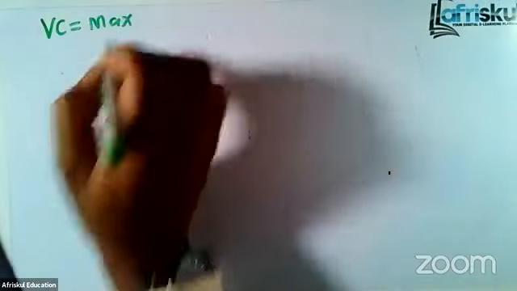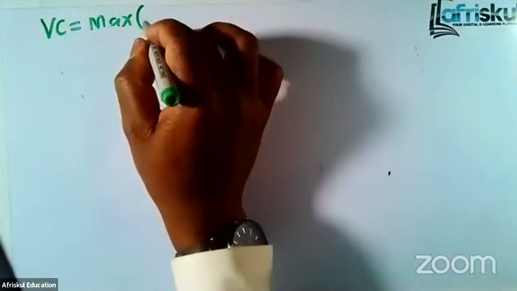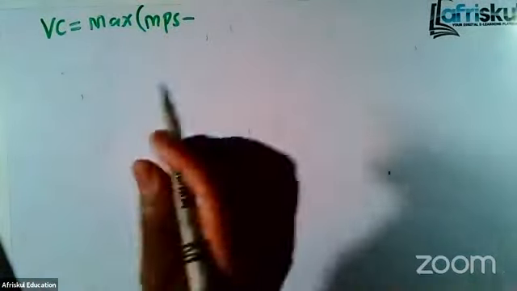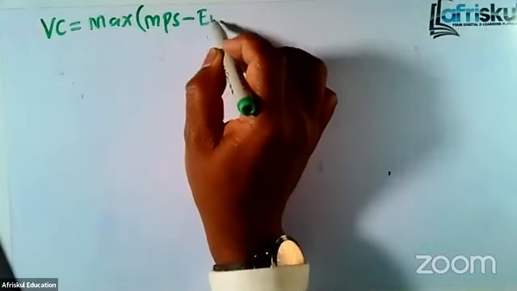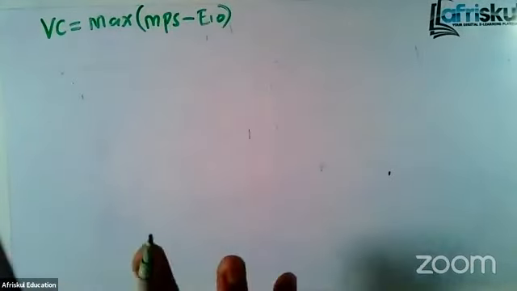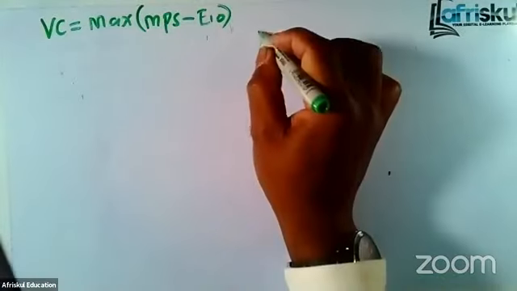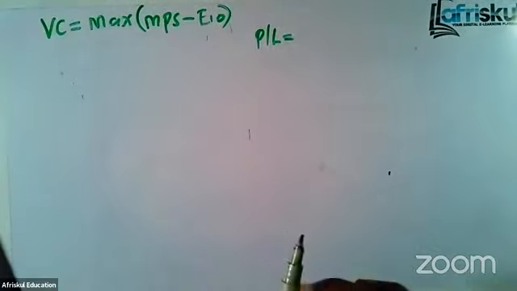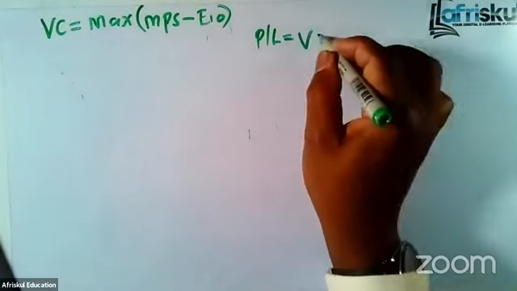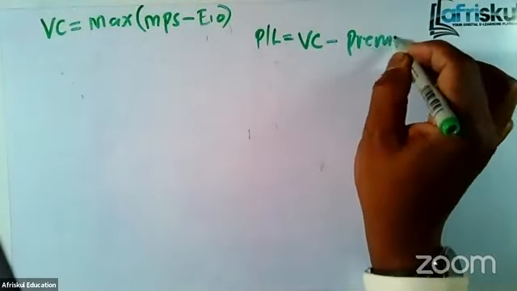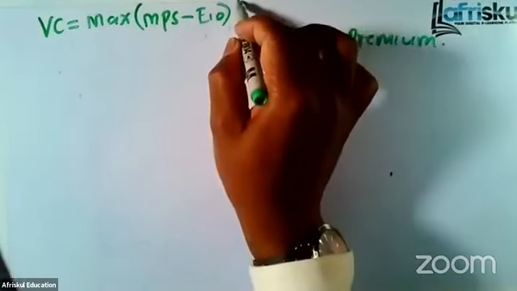First of all, you need to get the value of the call. We start with the value of the call. The value of the call option, you take the maximum of the market price per share minus the exercise price, and 0. That's how you get the value of the call. Then how do we get the profit or loss? For the profit or loss, you just take the value of the call and deduct the premium. So you need to differentiate the two.